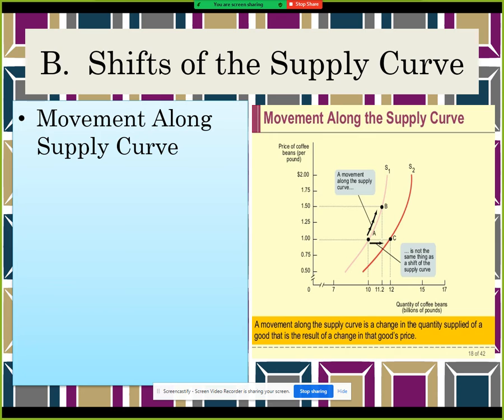So movement along the supply curve. For example, right here, all right? If we go from point A to point B, that's movement along the supply curve. The supply curve did not shift. It's still in the same place. We're just at a different place on it.